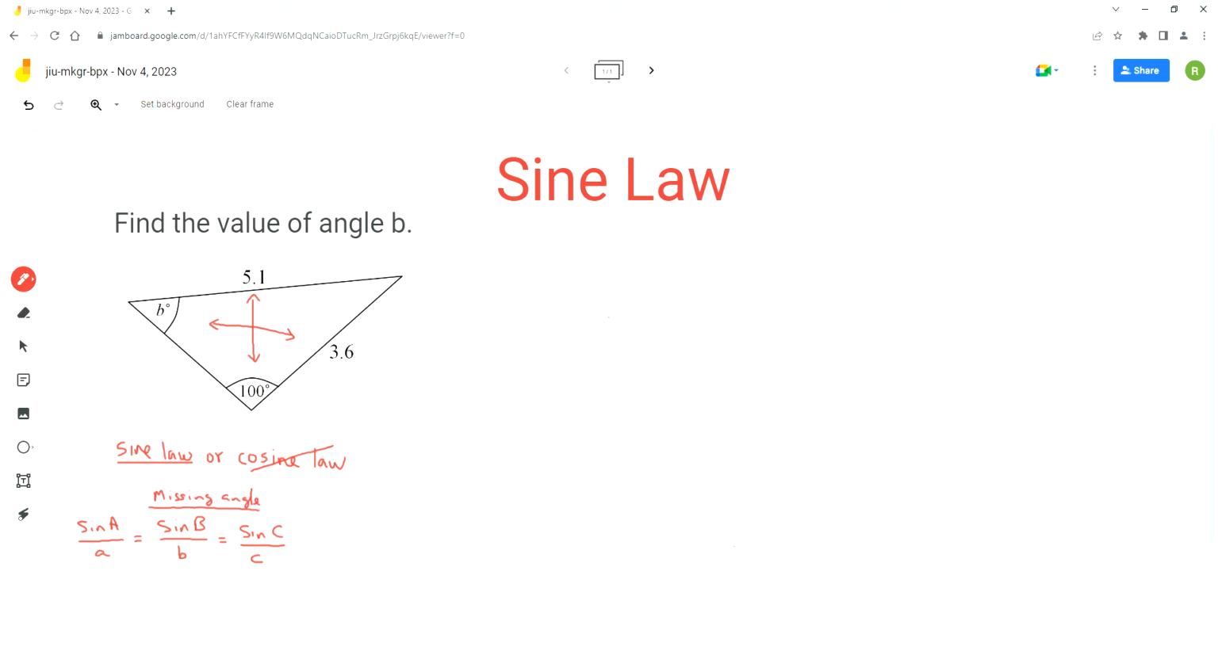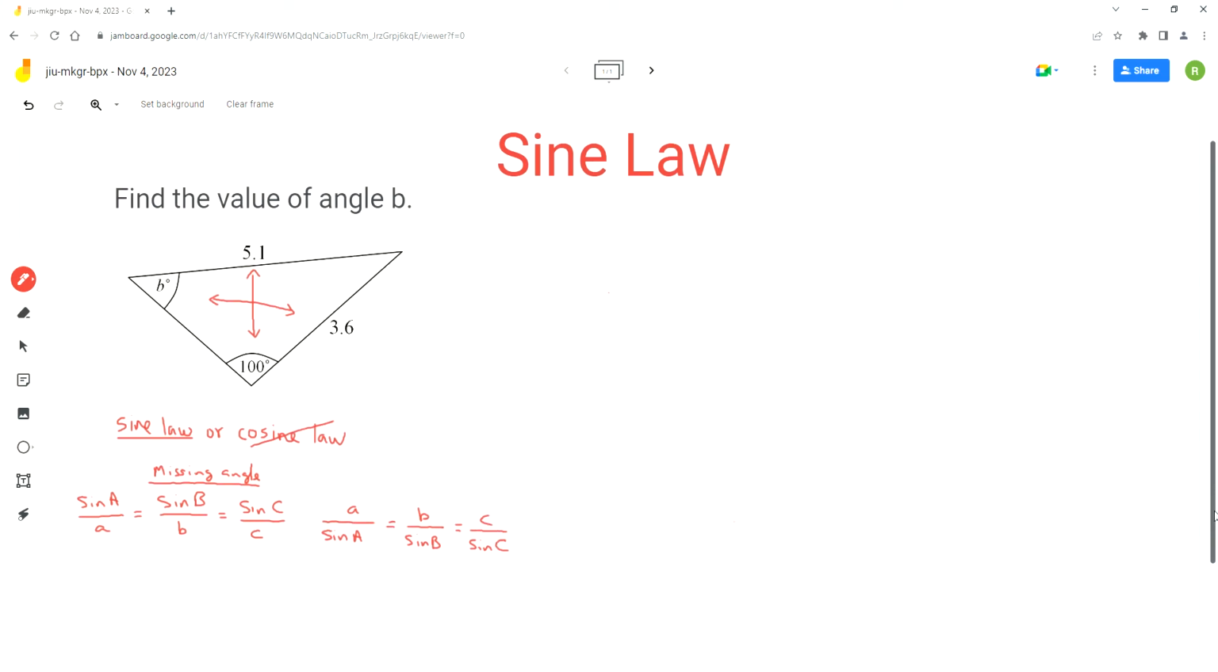Now the other version is we just flip these three fractions. Side lengths are in the numerator. So that's the only difference between these two versions. So the second version is used when you have to solve for a missing side. Now in this problem we have to find a missing angle, that's angle B. So we'll use our first version, which is this one.